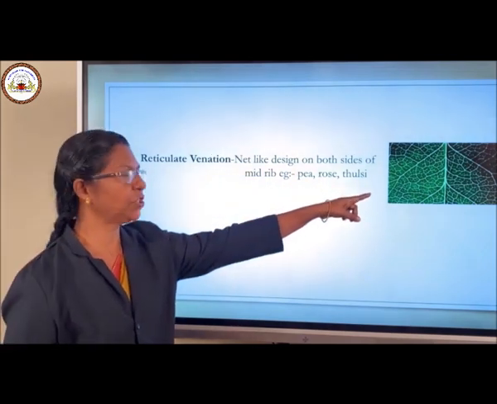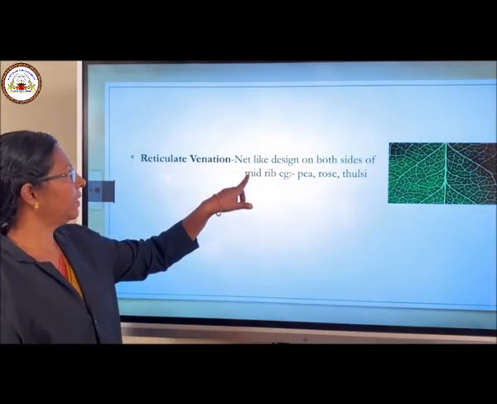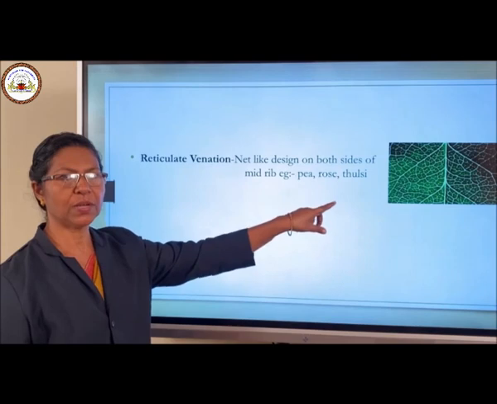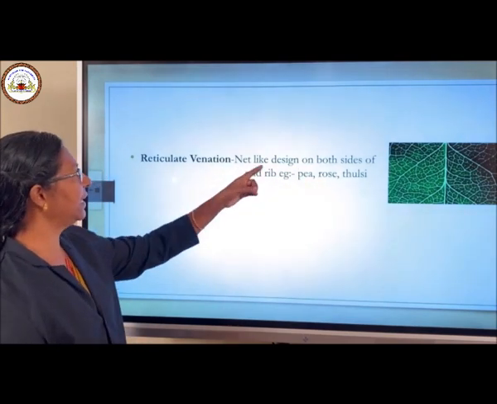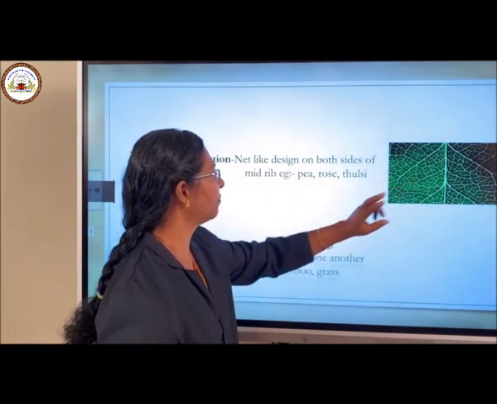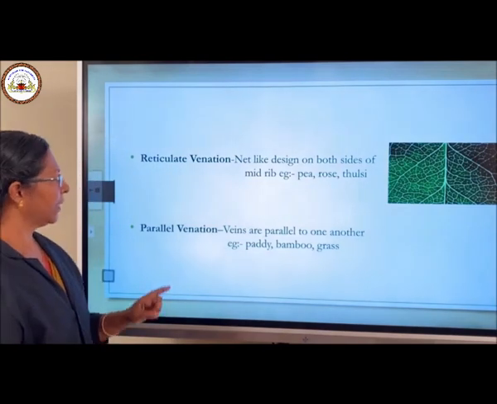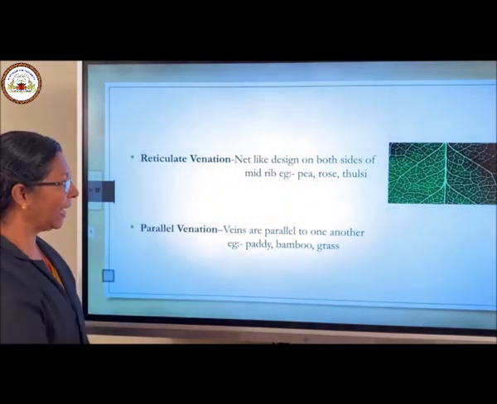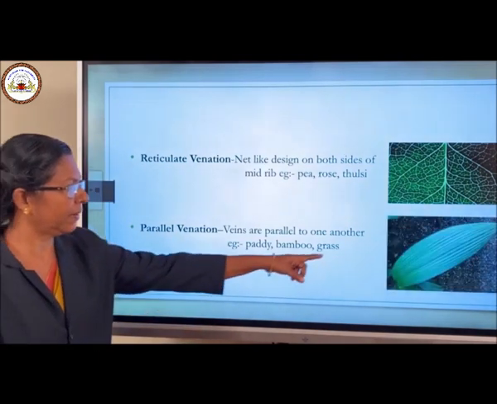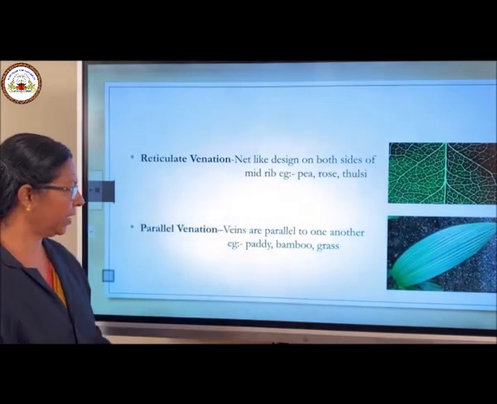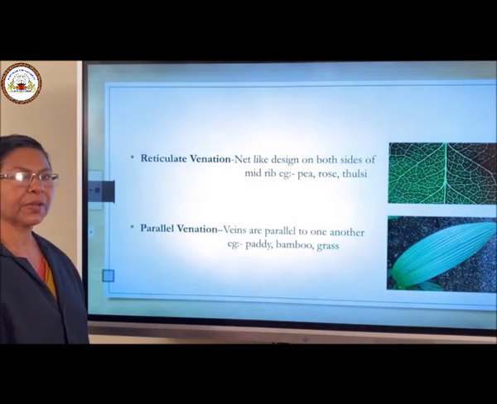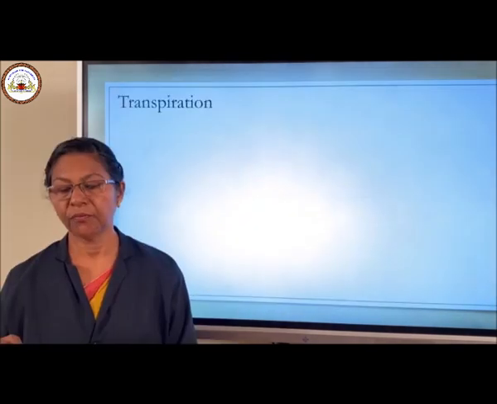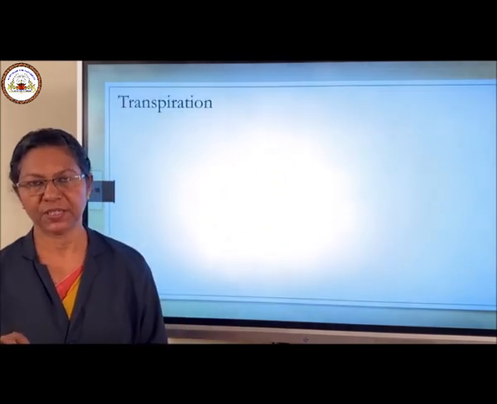This is the structure of reticulate venation. Examples are pea, rose, tulsi. In these leaves we can see a net-like design on both sides of the midrib. The next is parallel venation. The veins are parallel to one another. Here, this is an example of parallel venation. Examples are paddy, bamboo, grass.